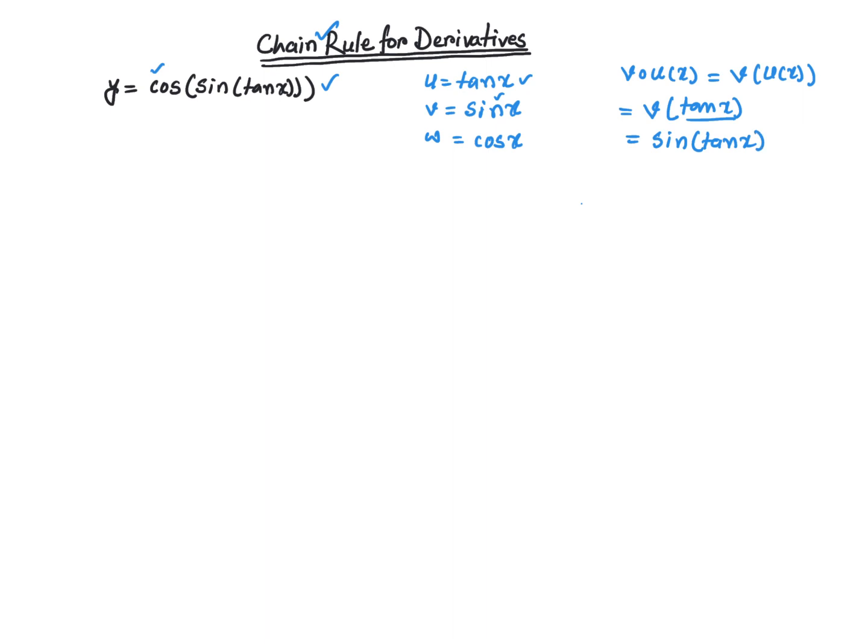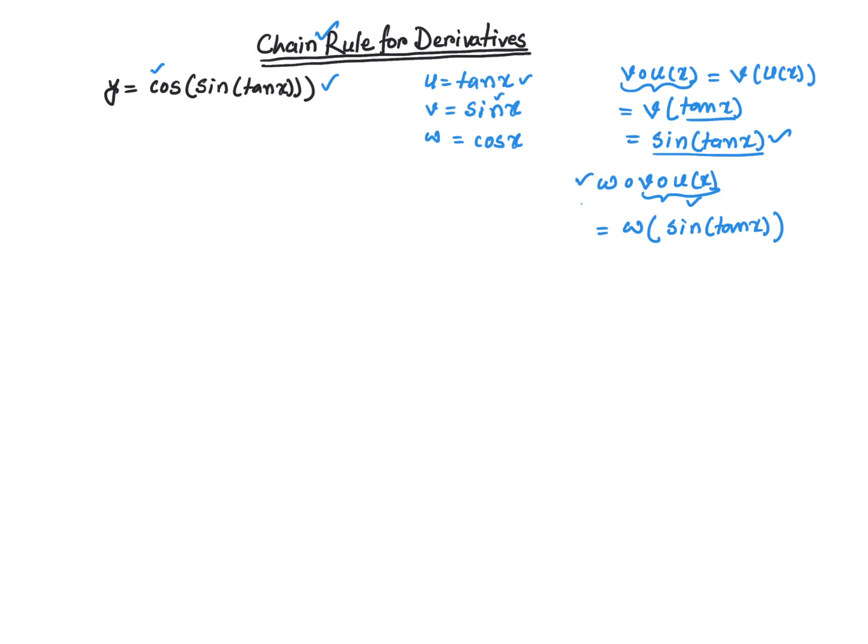At this point, we could take it one step further. We could do w composed with v composed with u of x. So three functions composed together. Now these two we already found right here, which is sine of tangent of x. So the composition of these three is going to be equal to w of input coming in from these two, which is going to be sine of tangent of x.